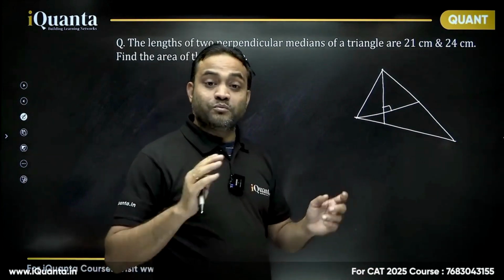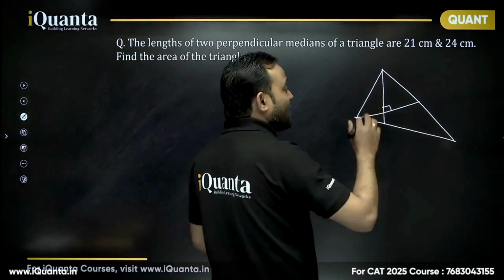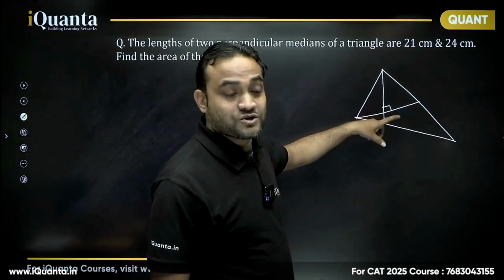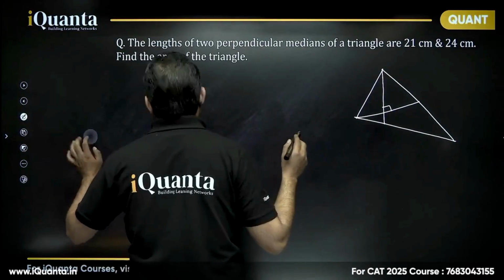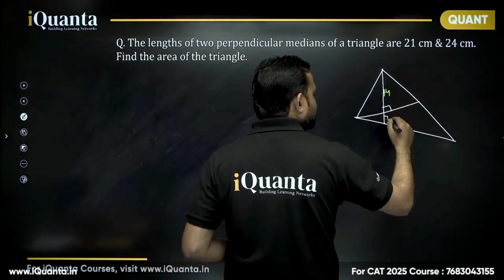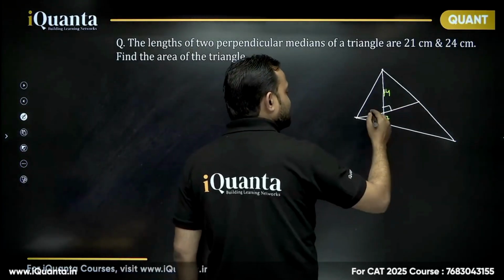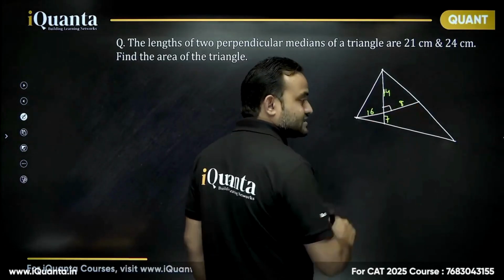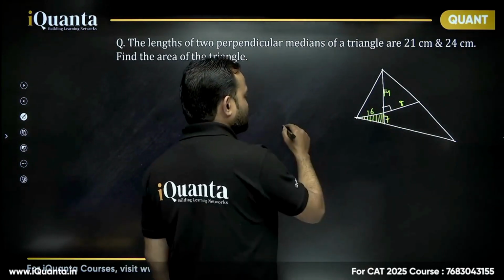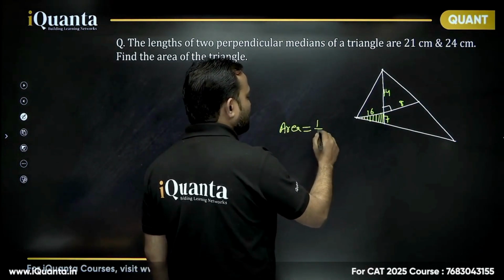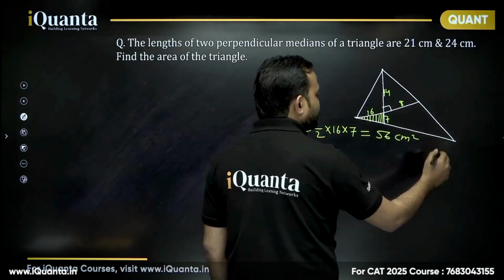So whenever two medians meet at some point, we call that point centroid, and a centroid divides the median into 2:1 ratio from vertex to base. So let's say if this one is 21, can we say that this length will be 14 and this length will be 7? Similarly, if this median is 24, then this length will be 16 and this length will be 8. So अगर हम इस triangle की बात करें, इसका area क्या हो जाएगा? So area of this triangle will be 1/2 into 16 into 7 which is equal to 56 centimeter square.